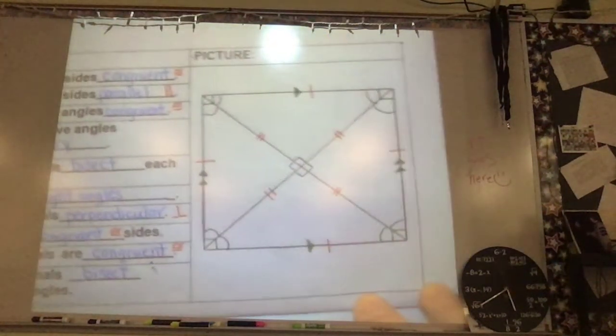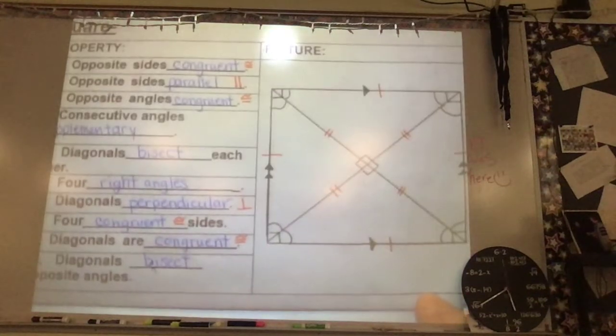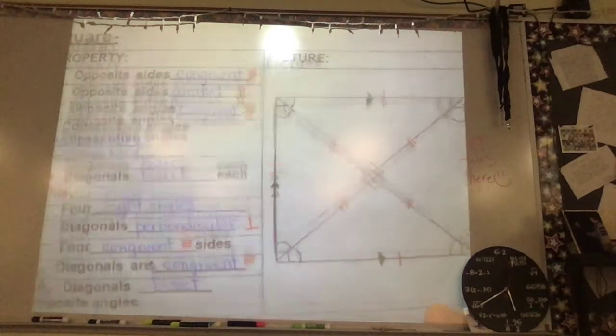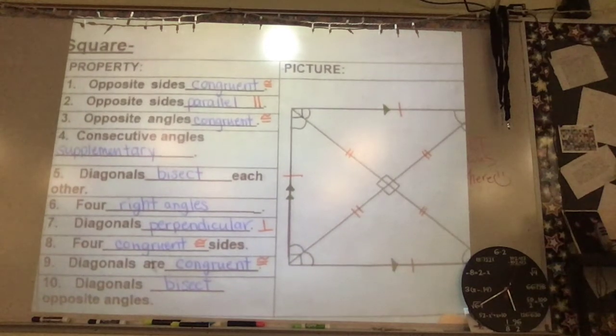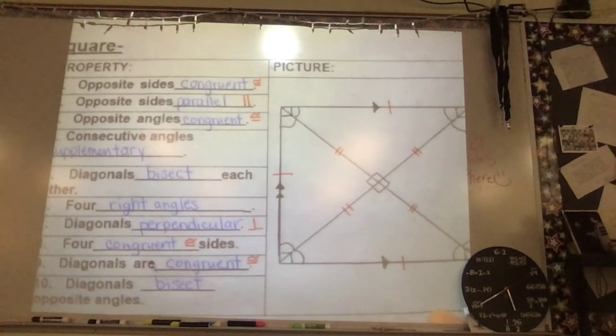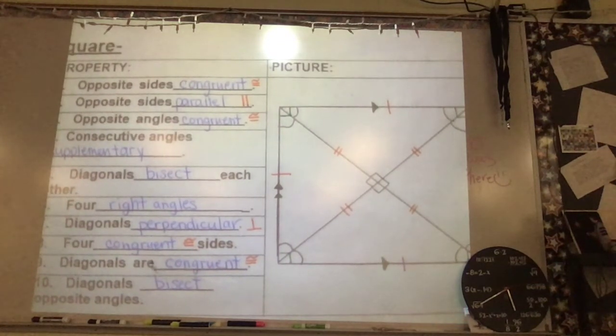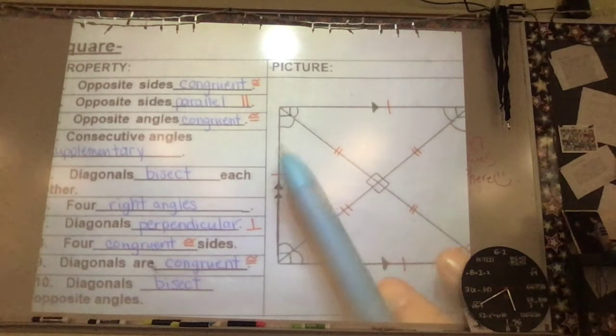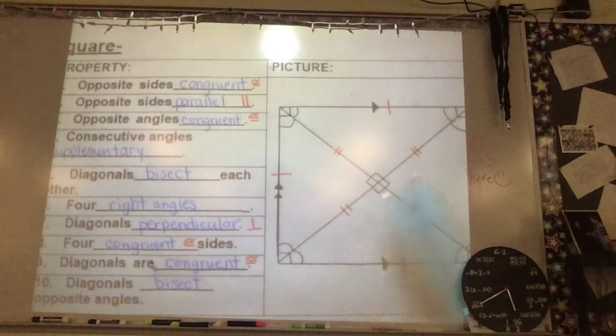Or half. So on the square, there are so many blanks here and so many qualities because the square is such a special shape. So make sure please that you fill these in very neatly and that you make markings on your figures accordingly. So opposite sides are congruent and parallel. Opposite angles are congruent, obviously, because they're all 90 degrees. Consecutive angles are supplementary, obviously, because 90 is 180. Diagonals bisect each other and they're perpendicular. There's 4 right angles, 4 congruent sides, diagonals are congruent, and they bisect the opposite angles. Pretty much every special situation you can have is present in the square.